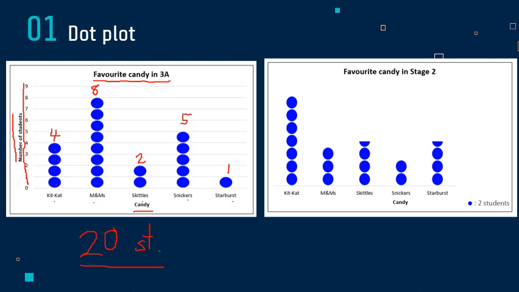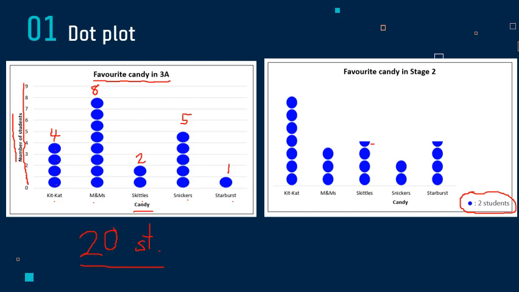But we can also use a scale. So here, I see I've got this situation where I've got a half circle. And if I keep looking around my data display, I can see down here a circle equals 2 students. So where I have a half circle, it's going to equal 1 student.